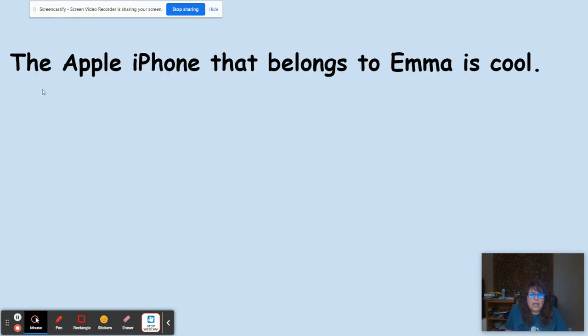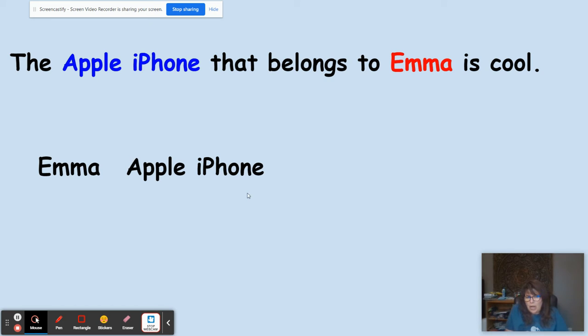Okay, now we have the Apple iPhone that belongs to Emma. Cool. So who's the owner of the phone? Emma. What does she own? An Apple iPhone. So now I'm going to put Emma first because I'm going to make it into a possessive noun. And what does she own? The Apple iPhone. So I know that the Apple iPhone belongs to Emma.